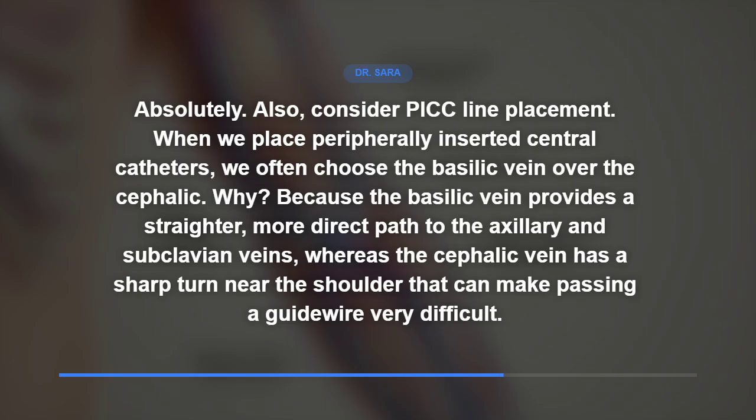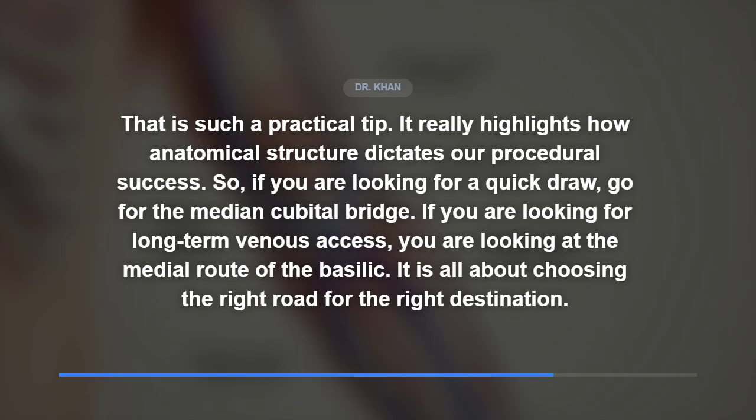Absolutely. Also consider PICC line placement. When we place peripherally inserted central catheters, we often choose the basilic vein over the cephalic. Why? Because the basilic vein provides a straighter, more direct path to the axillary and subclavian veins, whereas the cephalic vein has a sharp turn near the shoulder that can make passing a guide wire very difficult. That is such a practical tip. It really highlights how anatomical structure dictates our procedural success.